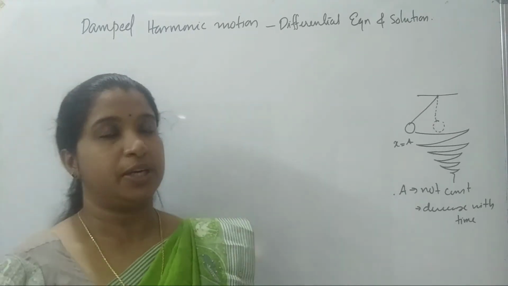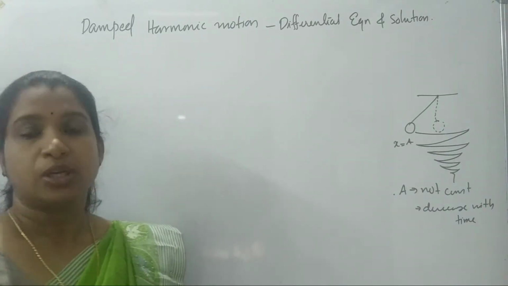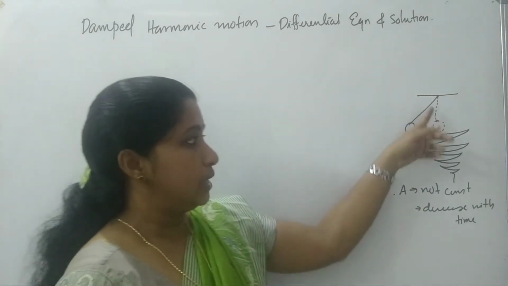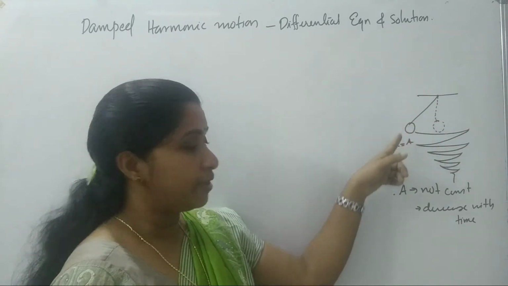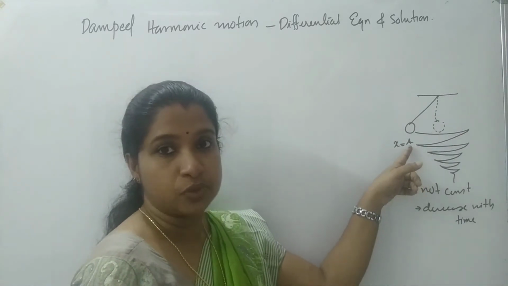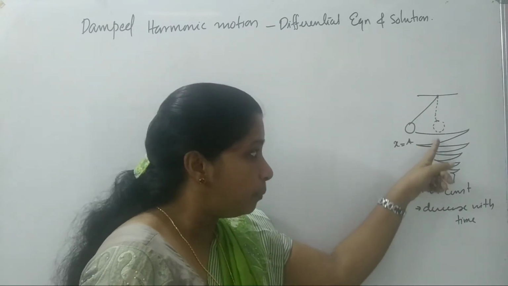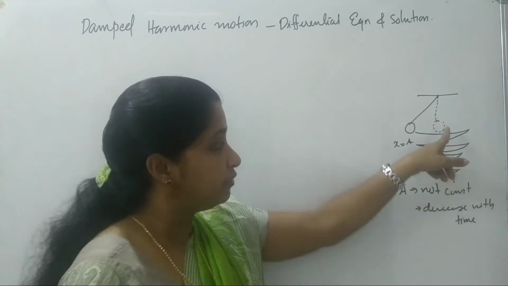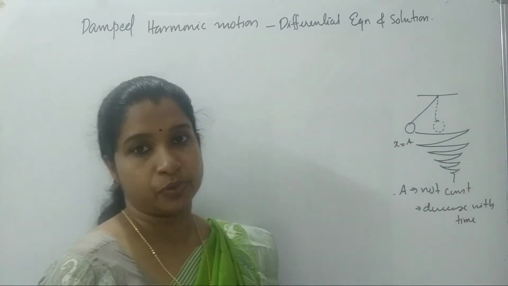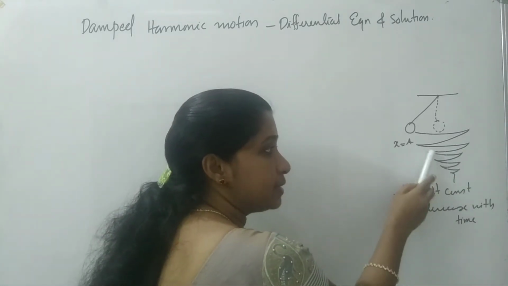Today we are going to deduce the differential equation of damped harmonic motion and its solution. So we are familiar with damped harmonic motion. What is damping? In an oscillating body, when we release the body from the extreme position, it goes to the next extreme and comes back to the initial position. Then it oscillates, and as time increases, the amplitude decreases with time, and finally the body comes back to the initial position, or the equilibrium position. This is called damping. So when time increases, amplitude decreases.